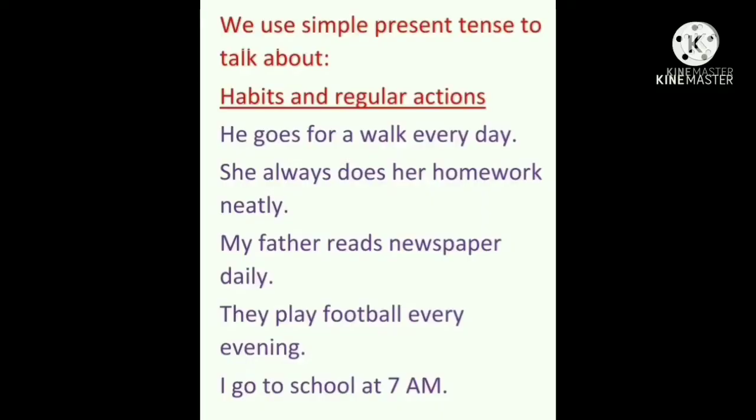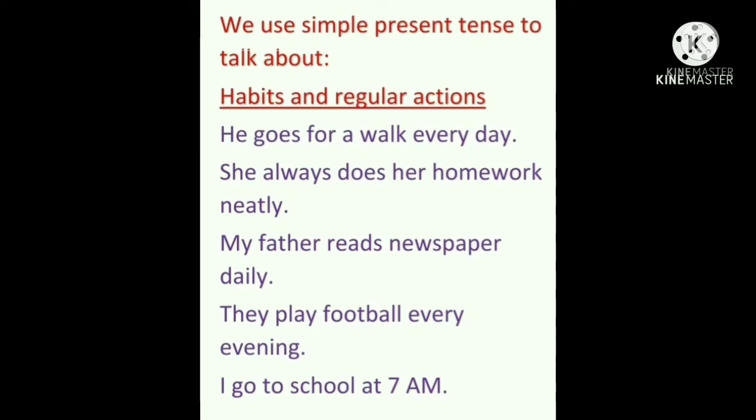Now, we are going to learn the uses of simple present tense. We use simple present tense to talk about habits, regular actions and general truths or facts. Example, he goes for a walk every day.